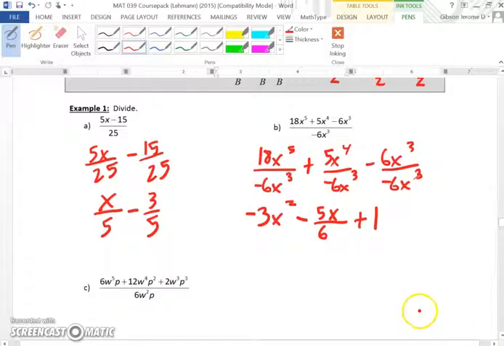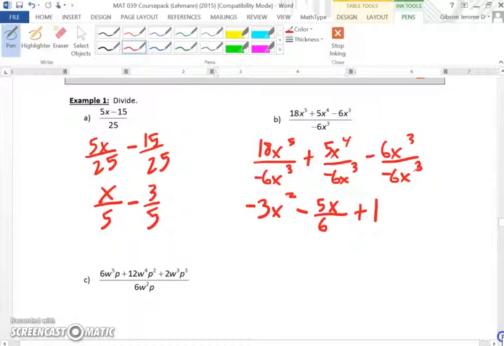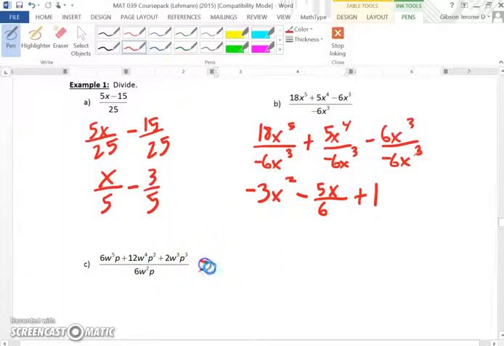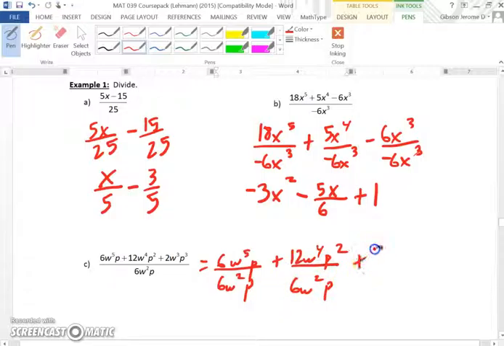Now we go here to C. C, we will separate this as well. We will have 6w to the 5th p over 6w squared p plus 12w to the 4th p squared all over 6w squared p plus 2w cubed p cubed all over 6w squared p. Now these 6's will simplify out to 1.